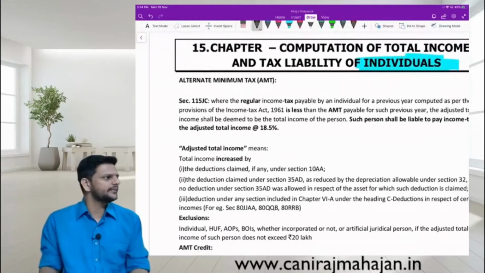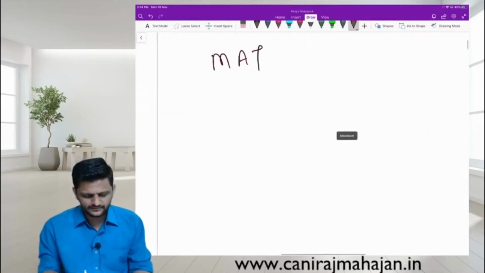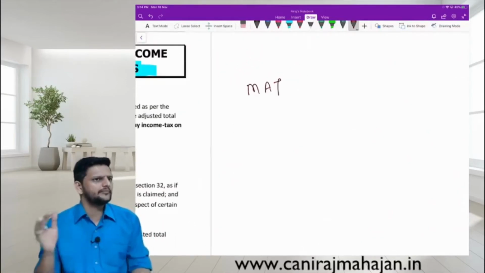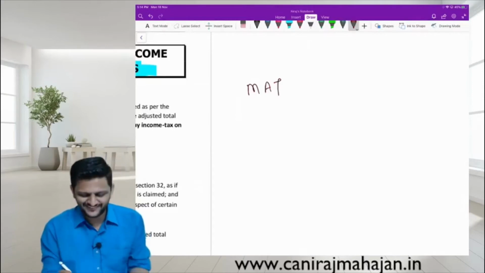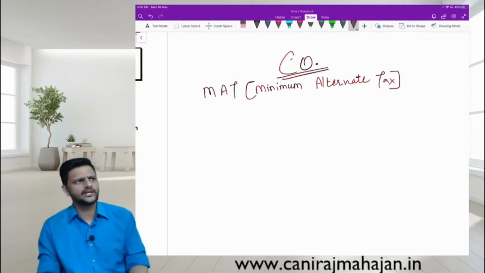AMT, alternate minimum tax. MAT, minimum alternate tax. AMT, alternate minimum tax. Mainly for companies, I have told you a little bit of background of MAT, minimum alternate tax.